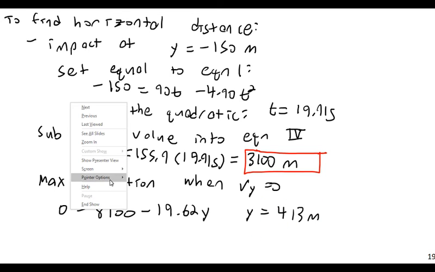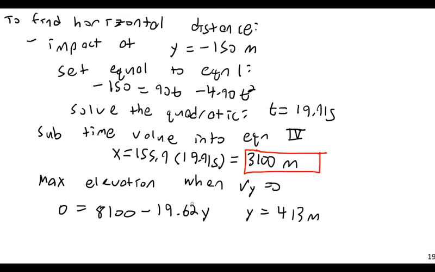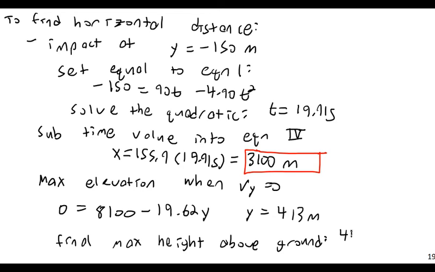So the actual final max height above ground is going to be 413 plus 150, or, sorry, 563 meters. 563 meters. And that will be our final answer.